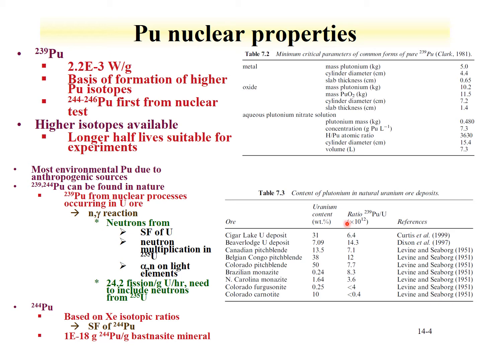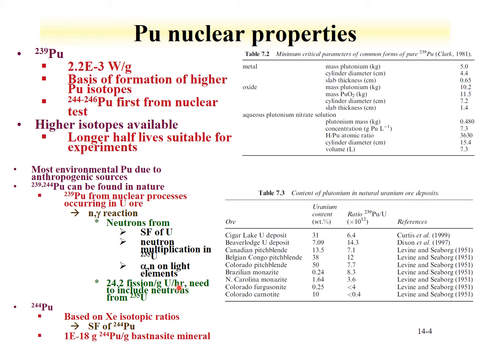In some of these materials, the ratio of plutonium-239 to uranium has been evaluated. And remember, over here, this is 1 part in 10 to the 12th, so 6.4 times 10 to the minus 12, looking at this sort of ratio. So this definitely indicates that you can find plutonium-239 in nature, but at extremely low concentrations.